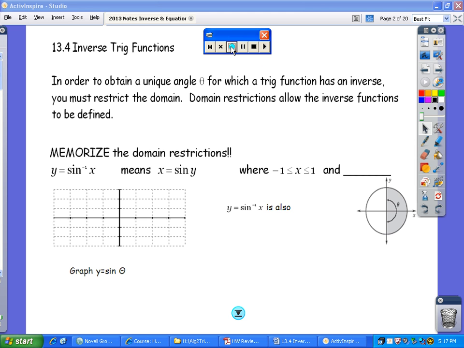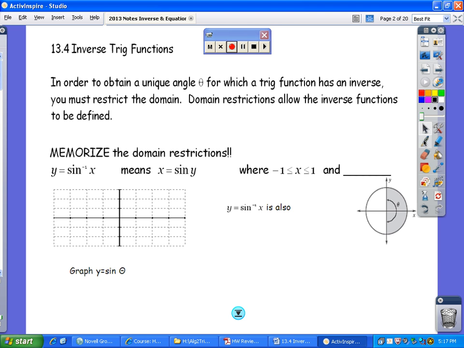All right, let's look at inverse trig functions. This notation, y equals sine inverse of x, means the inverse. So it means that we switch the x and the y. Recall that for an inverse, you're going to switch the x and the y. So now we've changed our domain and range.